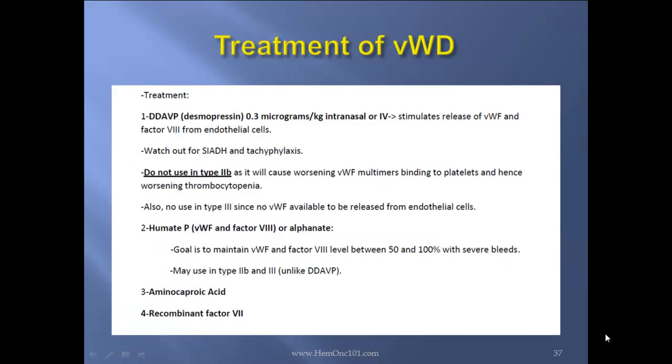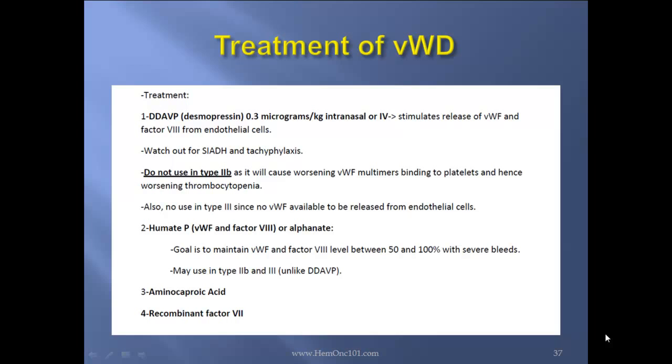Treatment consists of DDAVP, desmopressin, 0.3 micrograms per kg intranasally or IV. This stimulates release of von Willebrand factor and factor VIII from endothelial cells. But you need to watch out for SIADH and tachyphylaxis. And do not use in type 2B, as it will cause worsening von Willebrand factor multimers binding to platelets and hence worsening thrombocytopenia. Also, do not use in type 3 since there's no von Willebrand factor available to be released from the endothelial cells anyhow.